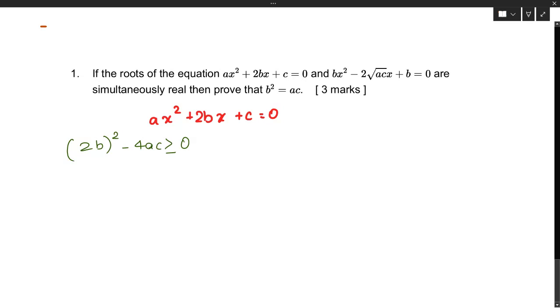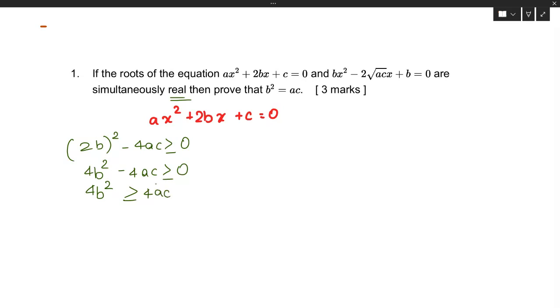They are saying that they are simultaneously real, that means they are greater than and equal to 0. So 4b square minus 4ac is also greater than and equal to 0. That means 4b square is greater than and equal to 4ac, bringing minus 4ac to the other side it will become plus. Then 4 and 4 get cancelled out. So we are left with b square is greater than and equal to ac. Okay, this is the first thing.